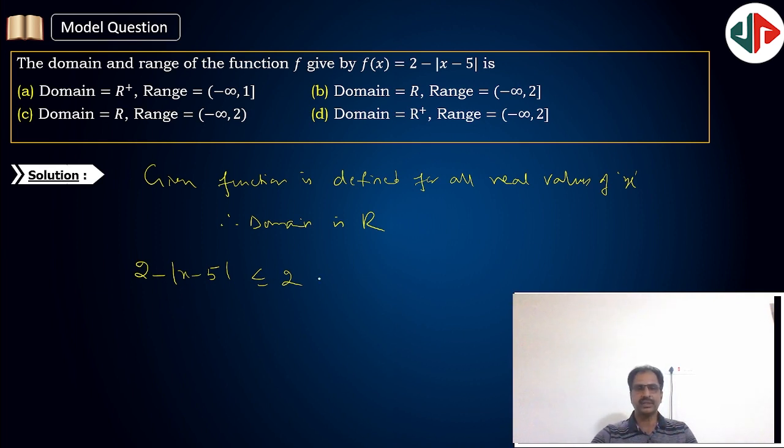So this is always less than or equal to 2, which means minus infinity to 2. 2 is included, and for minus infinity you should always put open. So the range is minus infinity comma 2 and the domain is all real values. Option B is correct.